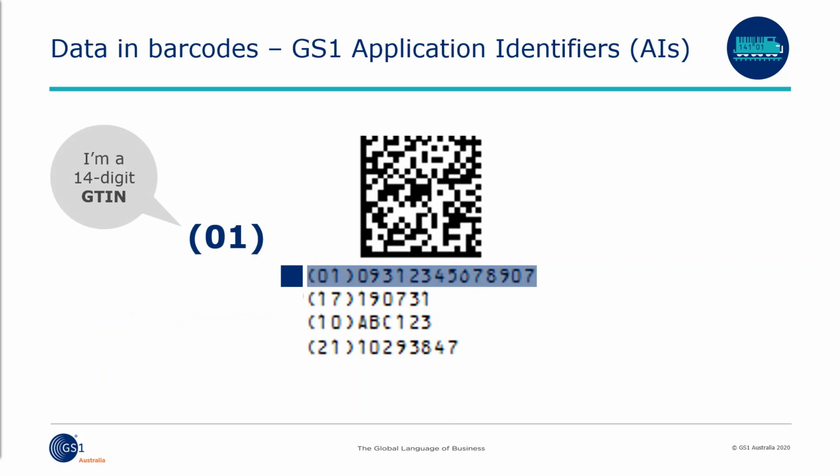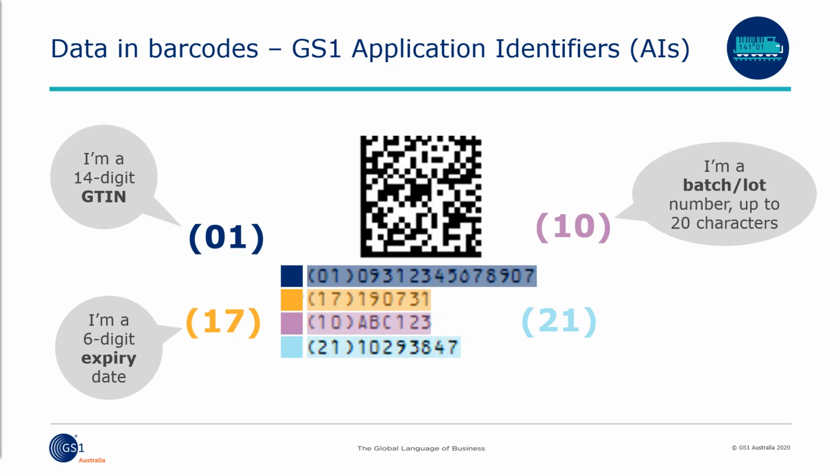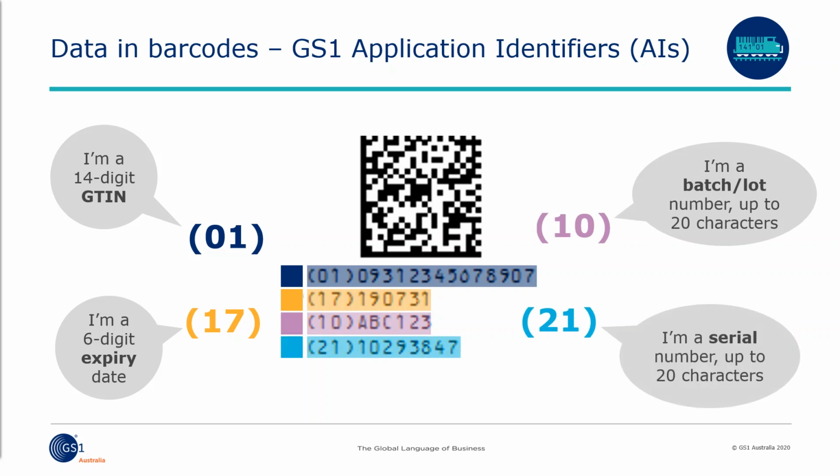01, a 14-digit GTIN, follows the AI. 17, an expiry date, follows the AI. 10, a batch or lot number, follows the AI. And 21, a serial number, follows the AI. This standardized, structured information allows scanners to easily interpret each element of data and enables systems to feed these data elements into different areas of applications such as ERP or warehouse management software.